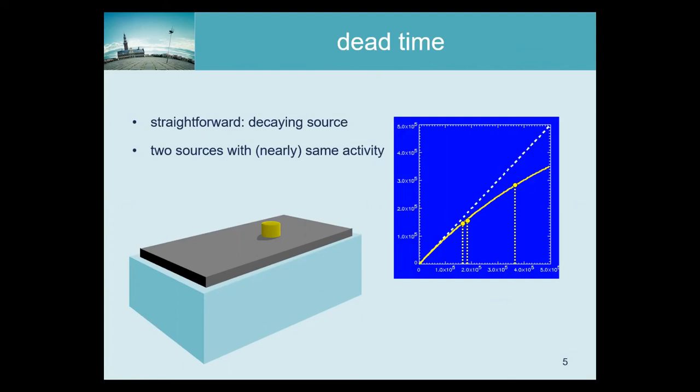So the most straightforward way to measure it is to fill a phantom with so much radioactivity that your scanner has a significant dead time. And then you put it in front of your scanner and you start scanning.